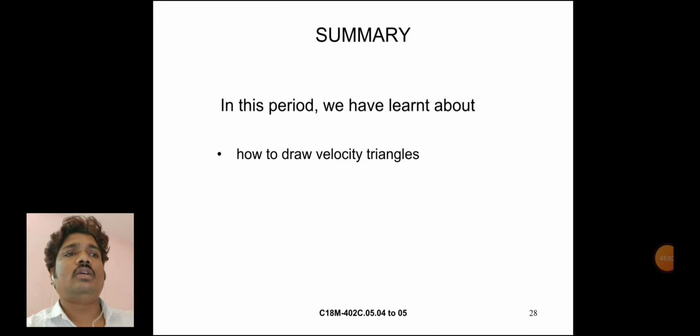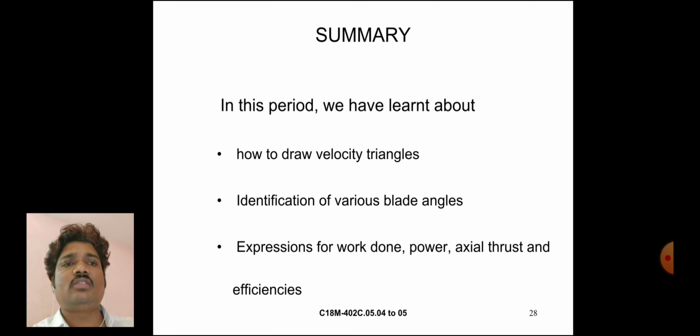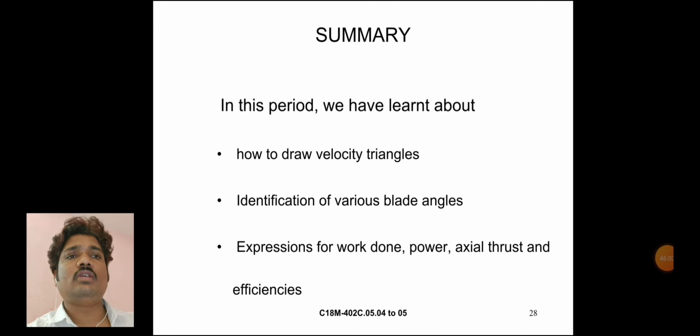Summary. In this period we have learned about how to draw velocity triangles, identification of various blade angles, and expressions for work done, power, axial thrust and efficiencies. This is the topic we have discussed in today's class.